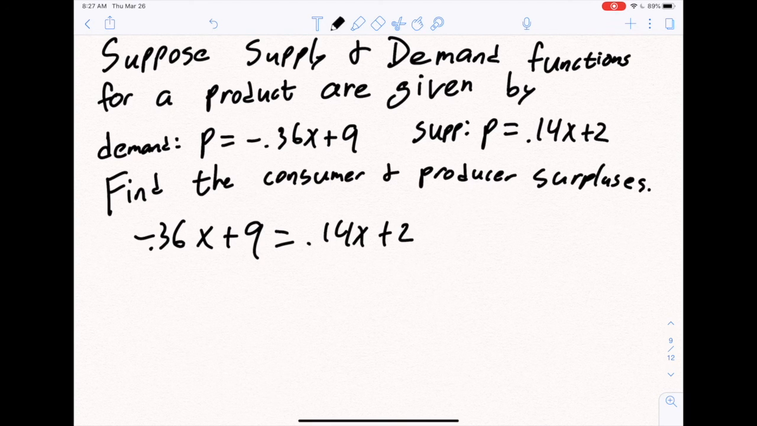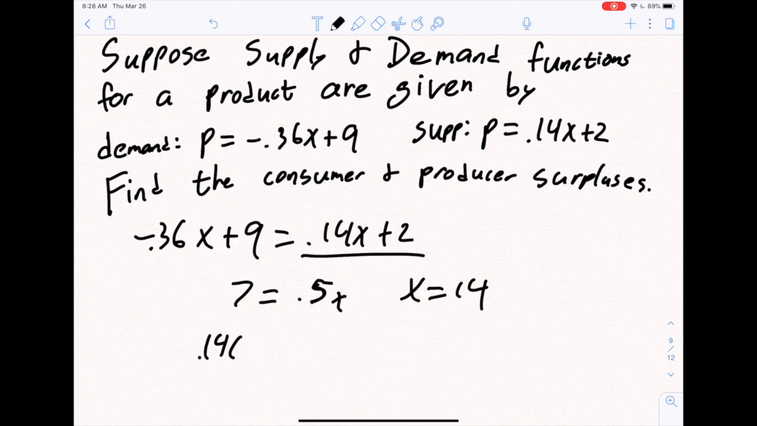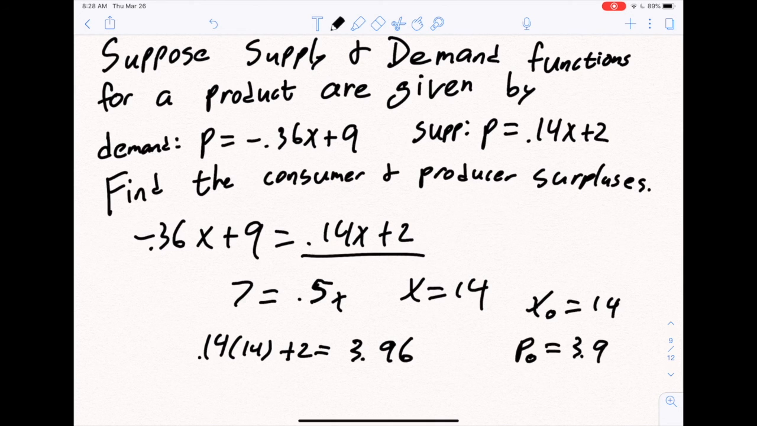Moving things about and solving, we get 7 equals 0.5x, so that tells us that x equals 14. And now we can plug 14 into either our demand function or our supply function. I'll pick this one at random, so we get 0.14 times 14 plus 2, that'll be 3.96. So our x naught is 14, and our p naught is 3.96.